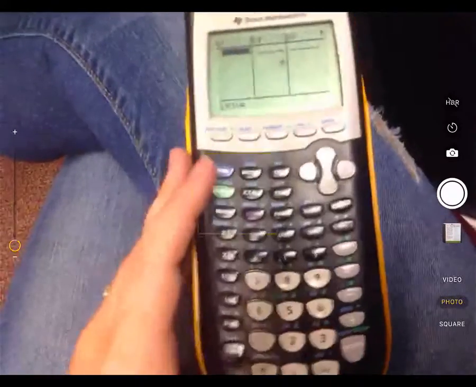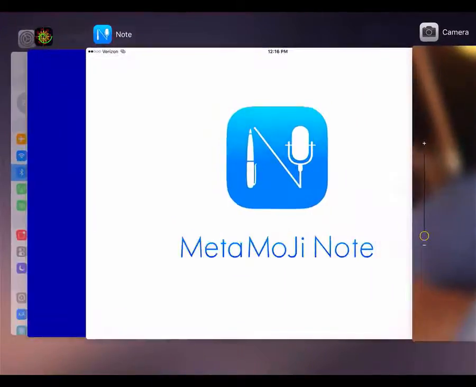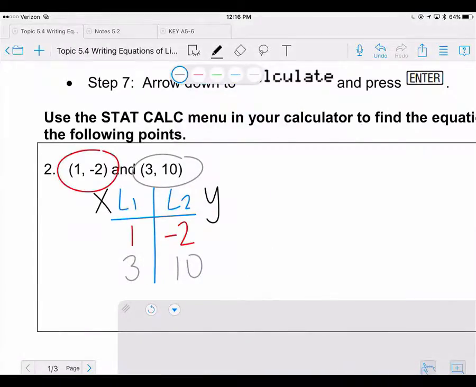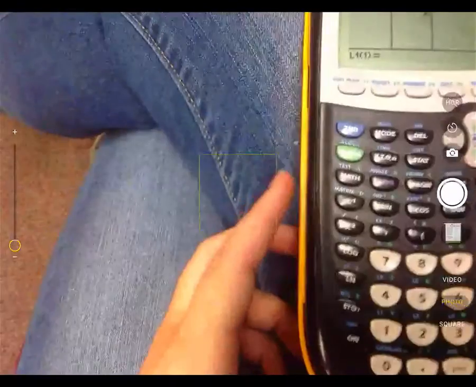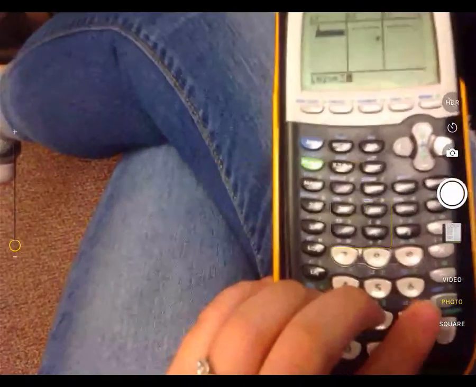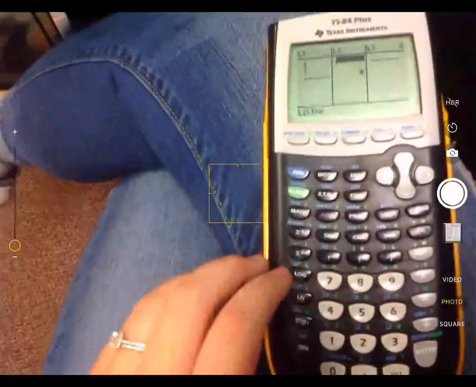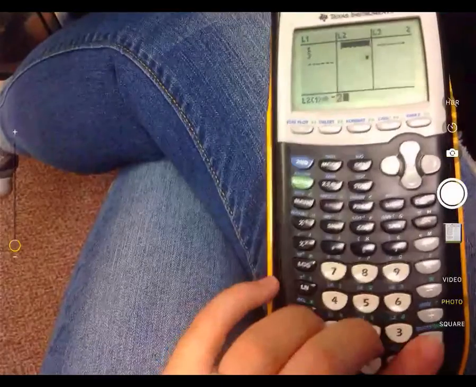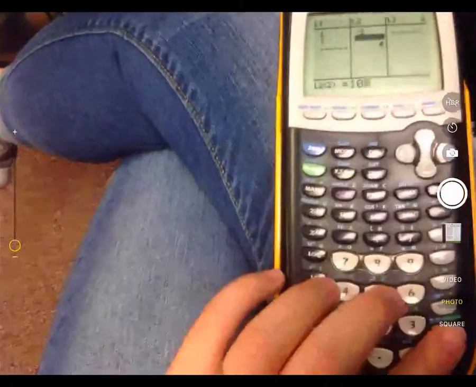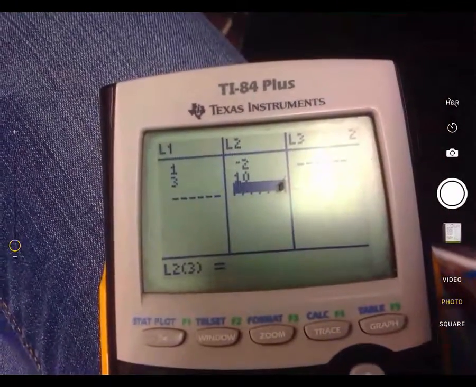Now I'm going to enter exactly what I typed. So I had 1, 3, negative 2, 10. So I'm going to make my calculator look exactly like that. So 1, enter, 3, enter, scroll over and put my y's in L2. So negative 2, enter, 10, enter. So you can see it looks exactly like what I wrote down.